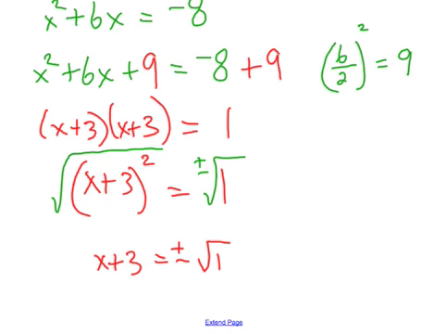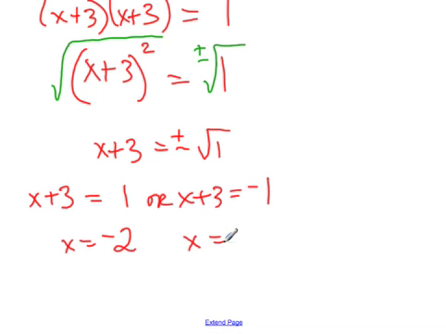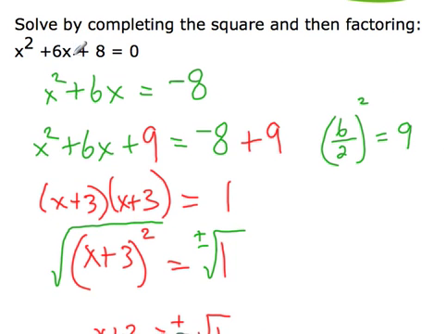Okay, so now I have to solve. But I have two numbers over here, so I need to write these out as two separate things. So x plus 3 is equal to a positive 1. Notice the square root of 1 is just 1. Or x plus 3 is equal to a negative 1. So in this case here, when I take the 3 over to the other side, I get a negative 2. In this case here, when I take the 3 over to the other side, I get a negative 4. So those are my two solutions to the original equation.